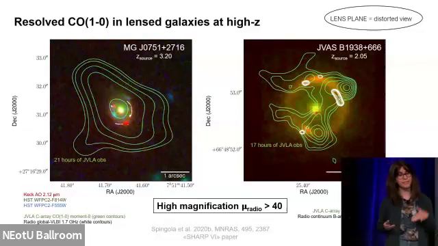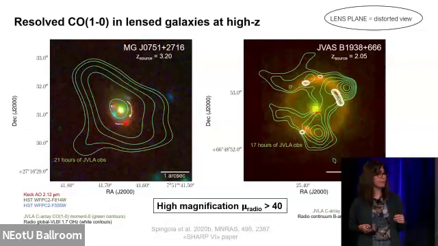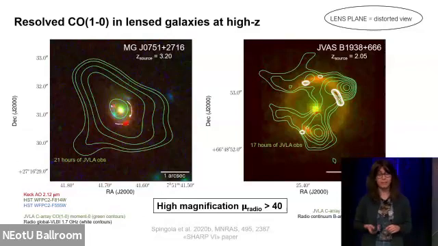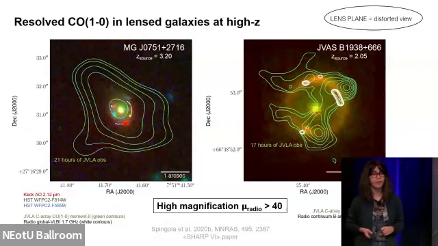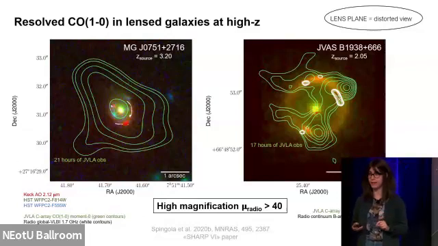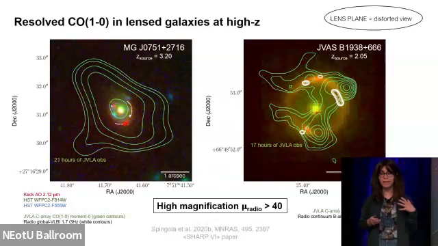And here you see MG0751, which is my favorite system, on the left. The background source is at redshift 3.2. And on the right, you can see JVAS B1938, where the background source is at redshift 2. So in the green contours, you are looking at the moment zero map of the CO(1-0) distorted by the lensing effect. So this is a distorted view of the background source. But you can also see that here we have a very rich data set.